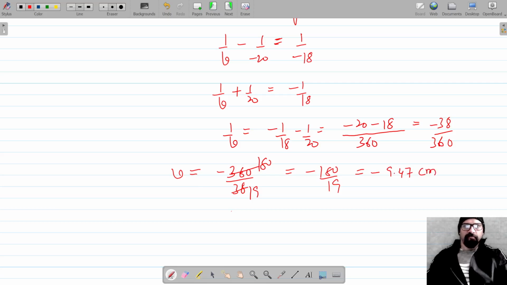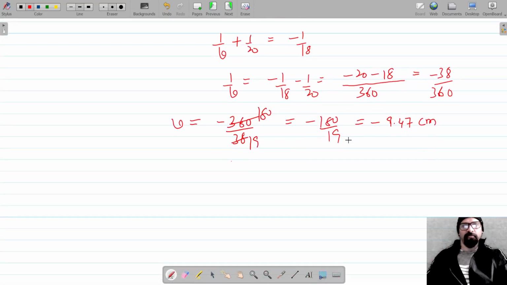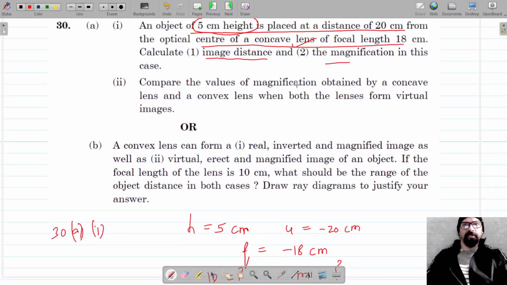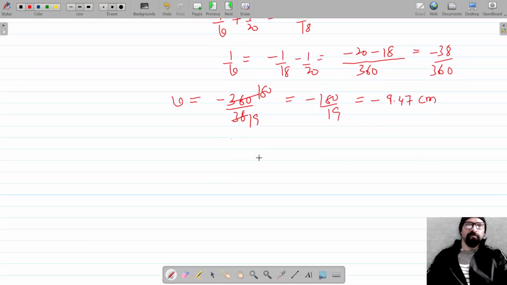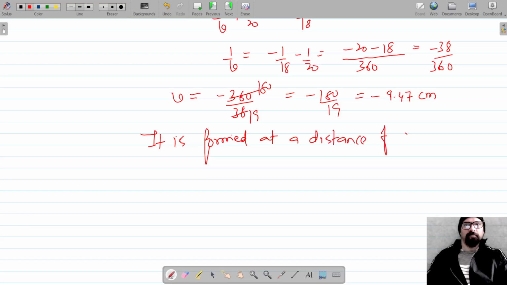So the image is formed on the same side, that is in front of the lens, and at a distance of 9.47 centimeter from the optical center of the concave lens. So we can see that the image is formed at a distance of 9.47 centimeter from the lens.